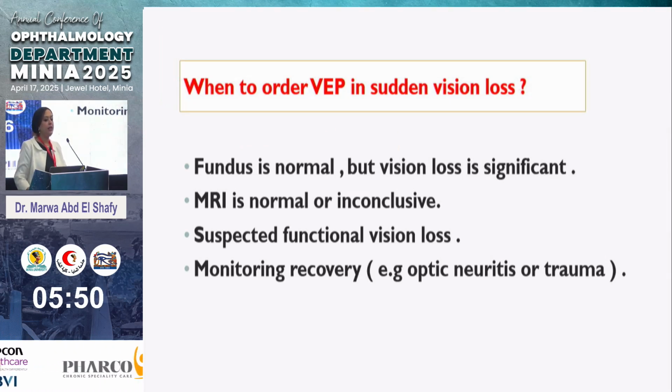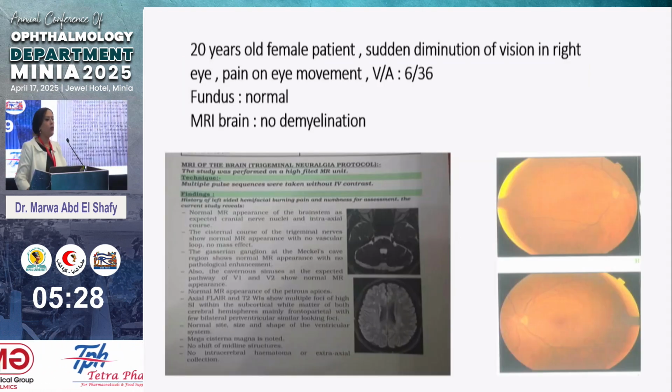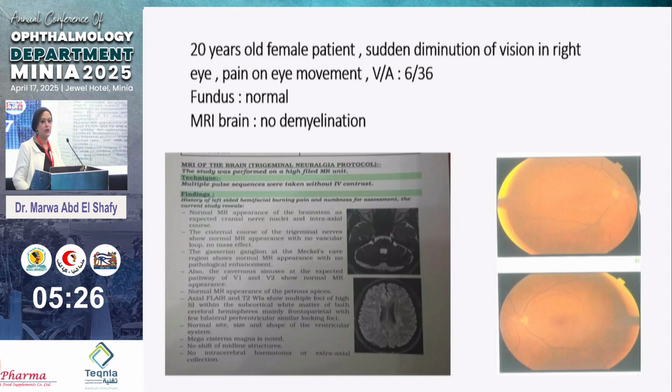We need to order VEP in cases of sudden vision loss if the fundus is normal but vision loss is significant, or when the MRI is normal or inconclusive, or when we suspect functional vision loss, or for monitoring recovery or efficacy of treatment in case of optic neuritis or trauma. Now I will present some clinical cases for demonstration.